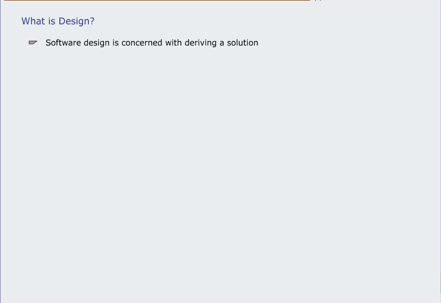Software design is concerned with deriving a solution which satisfies software requirements. A software design can be traced to a customer's requirements. The designer's goal is to produce a model or representation of an entity that will later be built.